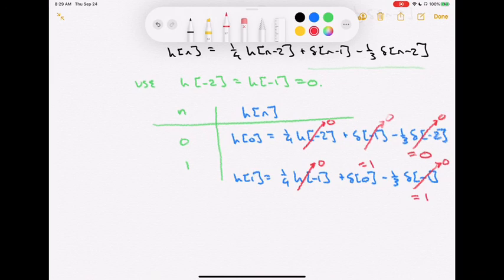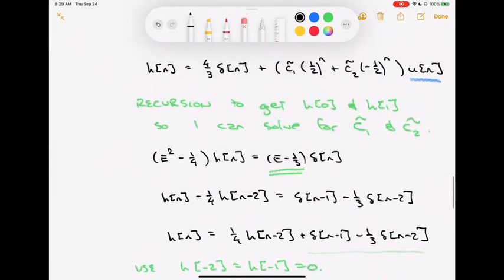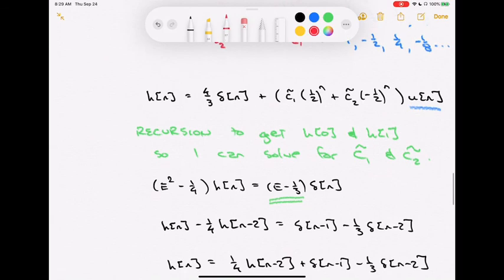So I've used my recursion to find some values of h. So I know, therefore, that h of 0 equals 0, and h of 1 equals 1. That was grade school mathematics using recursion to find a couple of values. And I'm going to use those two values now in context with this original equation that I'm trying to find, this closed form equation.